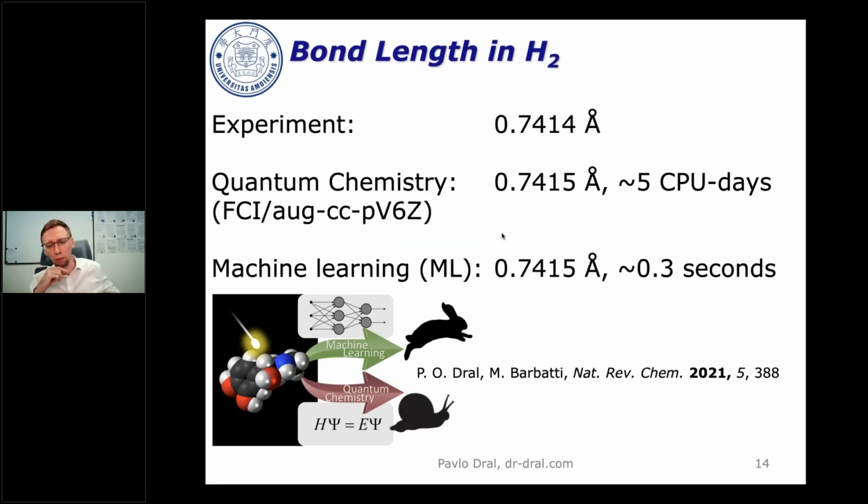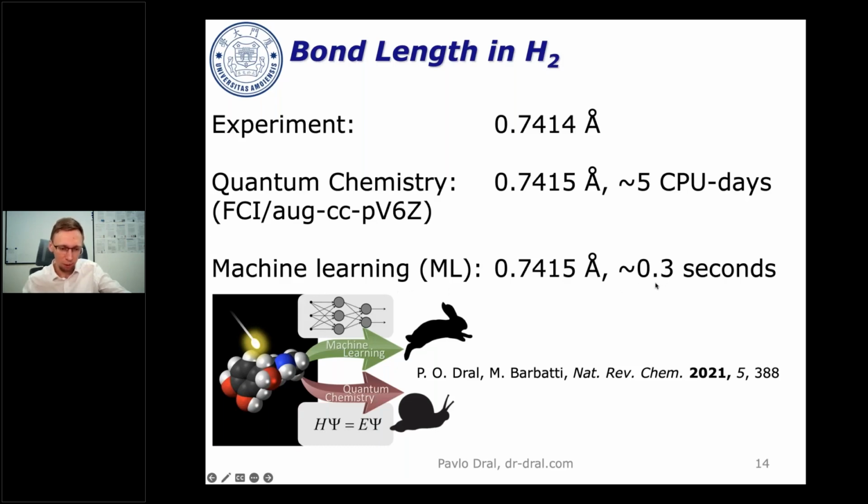But before that, let's just show why we do machine learning, right? It was not clear on this plot. But here, if you compare the time, if you do very accurate calculations with quantum chemistry, it takes 5 CPU days for the H2 molecule. With machine learning, it takes less than 1 second.